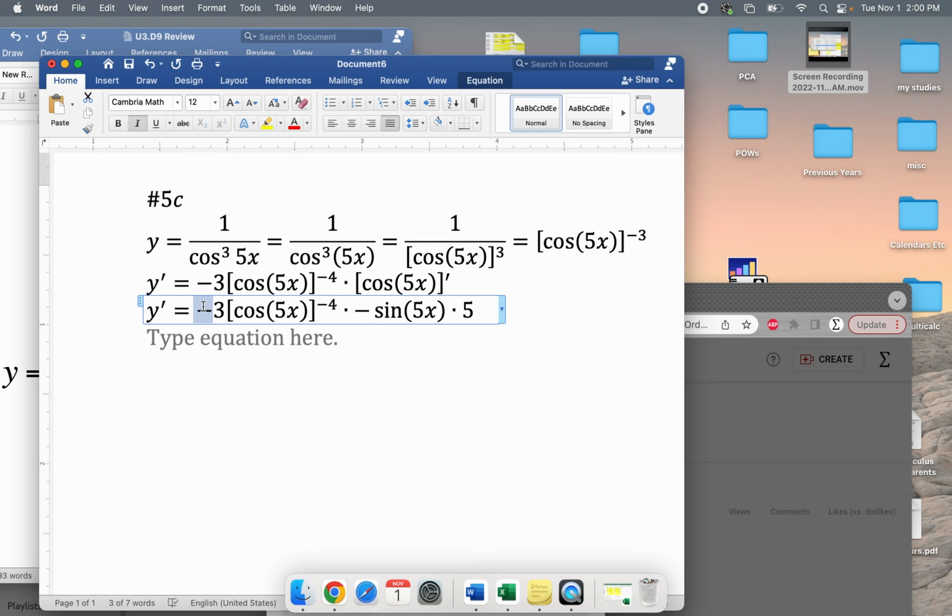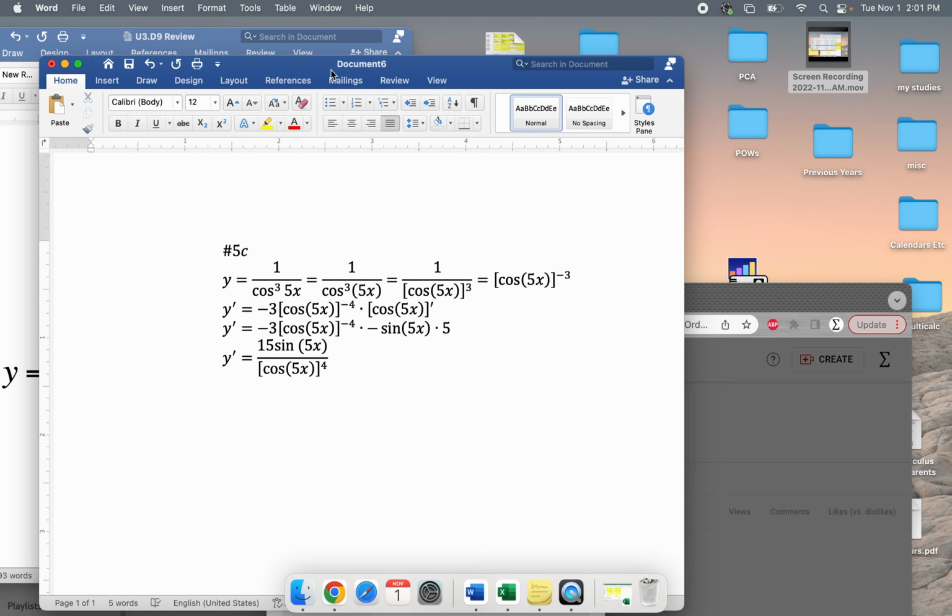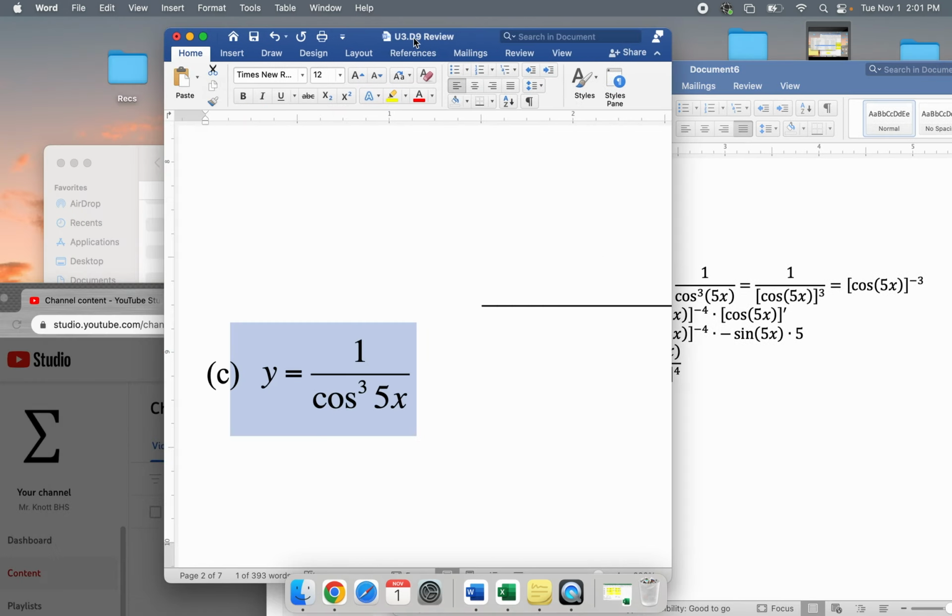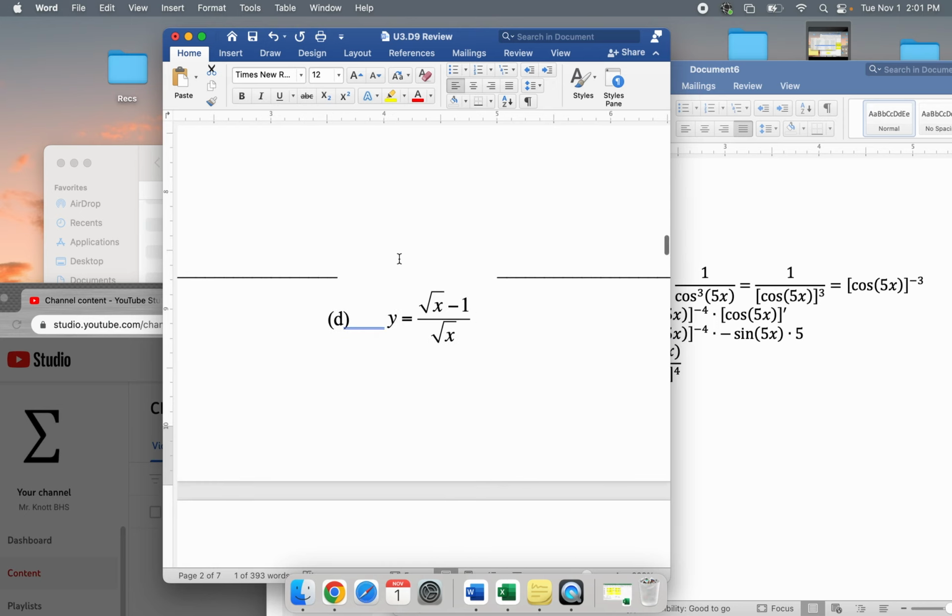First of all, this minus sign will cancel with that minus sign, which means that our final answer is going to be positive. We've got two coefficients, a 3 and a 5. That's going to be 15. So it's positive 15 what? Well, this thing to the -4 is going to create a fraction. You're going to have cosine of 5x all to the +4 in the denominator. But this sine of 5x is going to be left in the numerator, and I would say that is a perfectly good answer. So that is 5C. Moving on, we now have 5D. Okay, yeah.